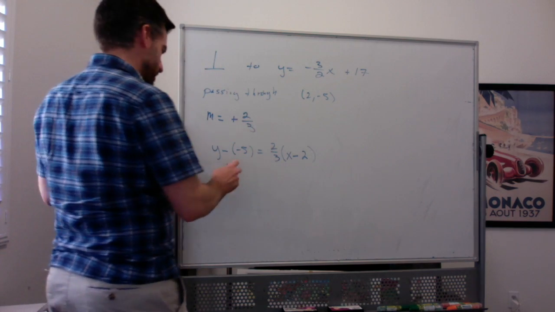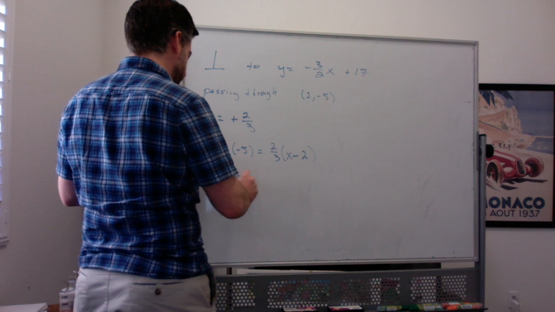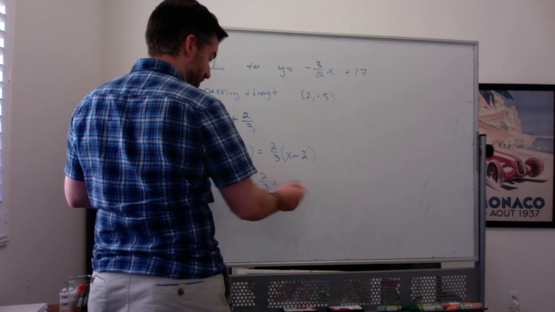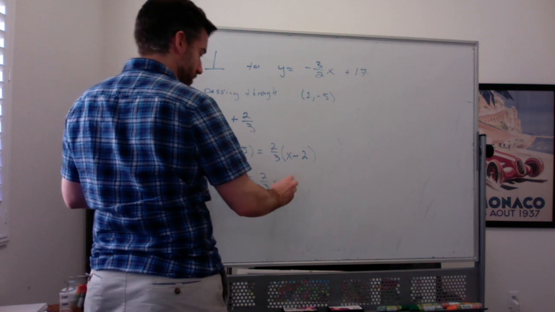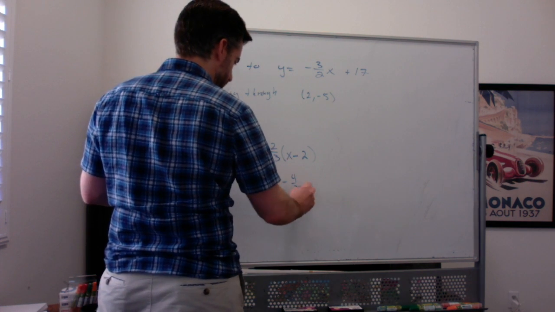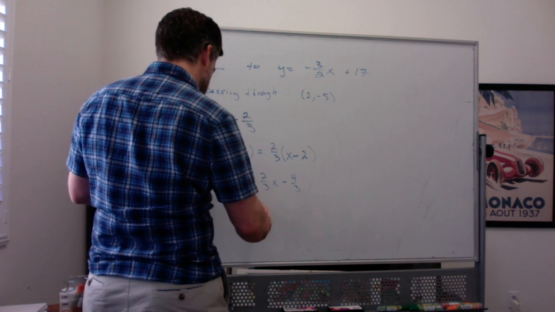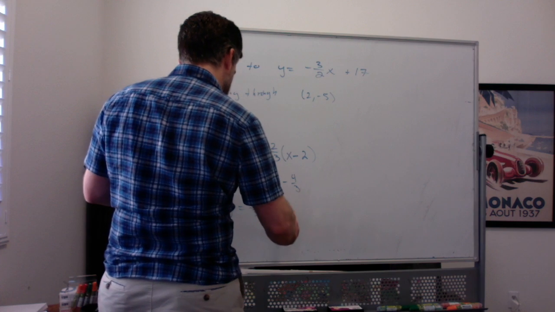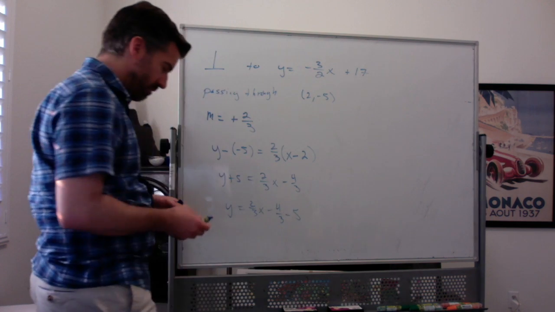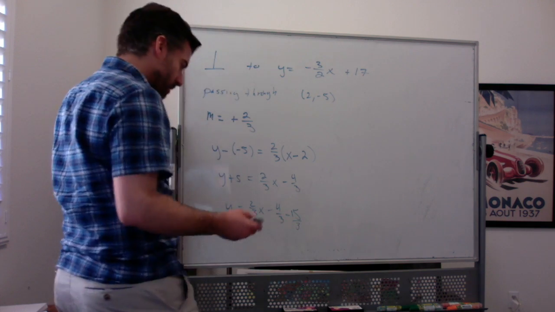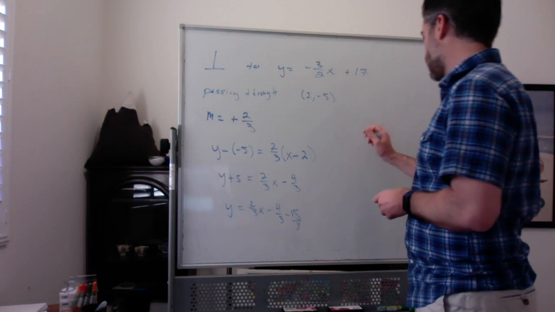So let's simplify this. I'm going to have y plus 5. I'm going to distribute the 2/3. 2/3 times x is just 2/3 x. 2/3 times minus 2 is minus 4/3. And then I'm going to subtract 5 from both sides. So y equals 2/3 x minus 4/3 minus 5. Minus 5 is really the same as minus 15/3. So I end up with y equal to 2/3 x.